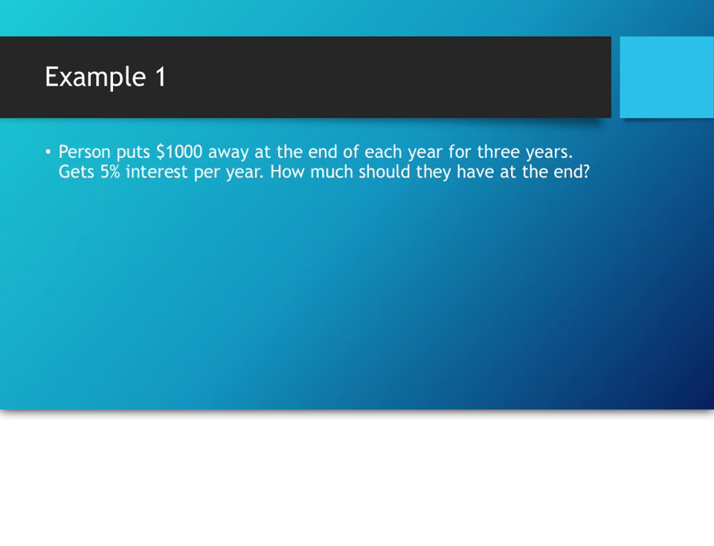So let's look at an example. And first off, we're going to assume a person puts $1,000 away at the end of each year for 3 years. And we're going to assume that person gets 5% interest. How much money should they have at the end?